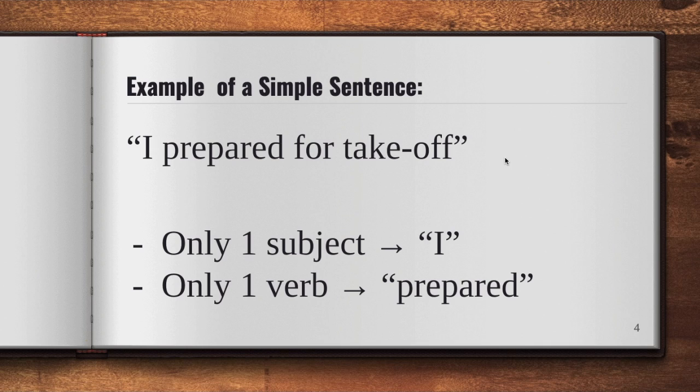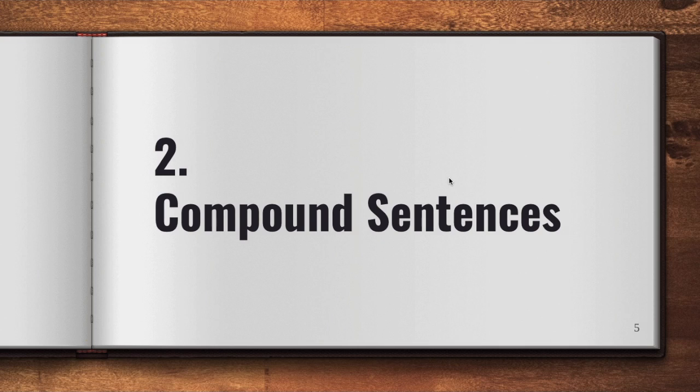All right, so my example of a simple sentence: I prepared for takeoff. Again, the subject is I, and prepared is my verb. I prepared for takeoff stands alone. Now what I'm going to do here is build off of our sentences so that you can see how we can take a simple sentence and make it into a longer thought altogether.